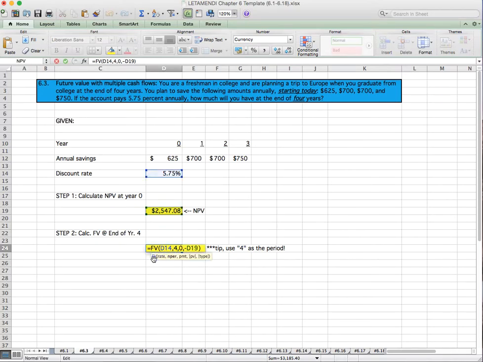So we do equal FV. The rate is going to be 5.75. And then you have the number of periods, which is 4. Remember we said 4, so I just typed it in. For payment, we put 0 because that doesn't apply to this kind of problem. And then for the present value, we do negative and then negative net present value, okay, because it's money out. And then you get your answer, which is $3,185.40.